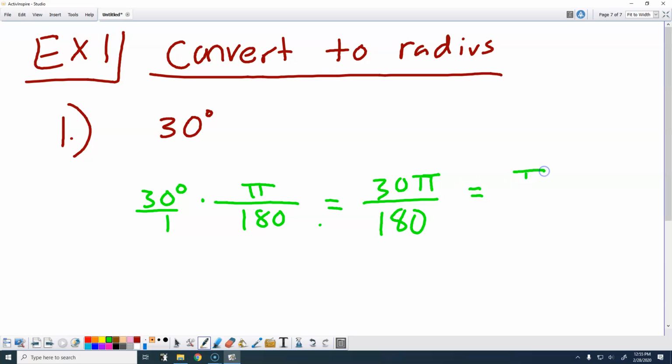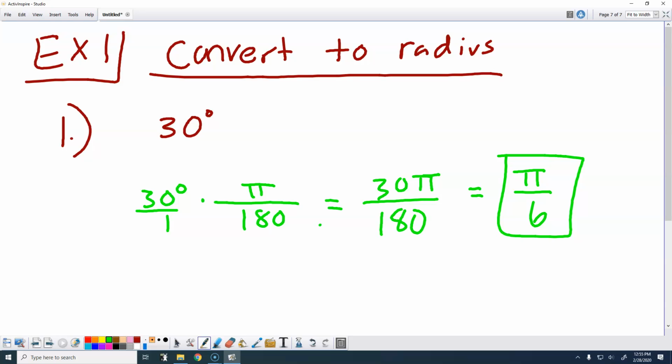1 pi. And if I divide the bottom by 30, what do I get? There you go. So on our unit circle, the 30-degree mark is going to have pi over 6 as a radian in that spot. So pi over 6 radians is 30 degrees.